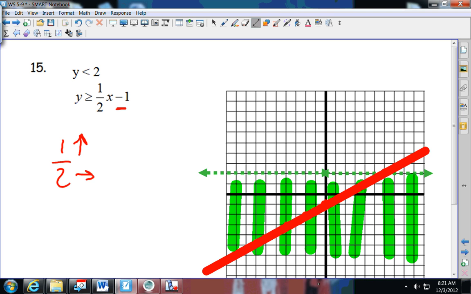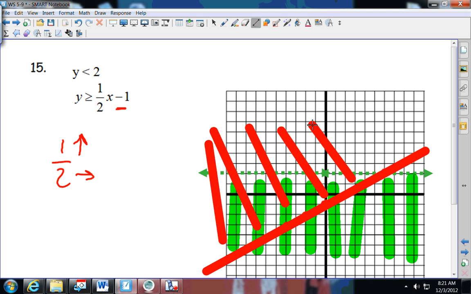Now, how does the shading go? It's greater than, so it goes above. Now, where is the shading for both of them? Where do they overlap? Right there. Good description. In this little triangle piece right here, right? This is the solution where the two of them intersect. That is the solution.